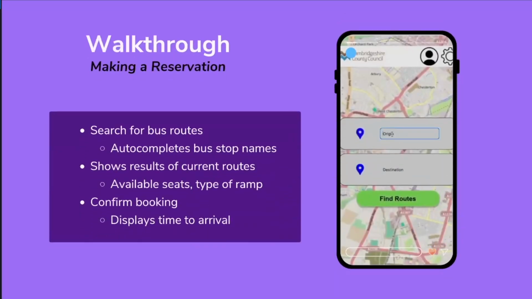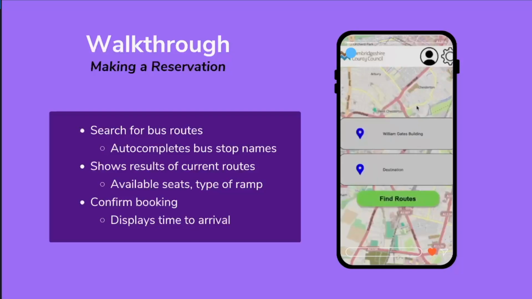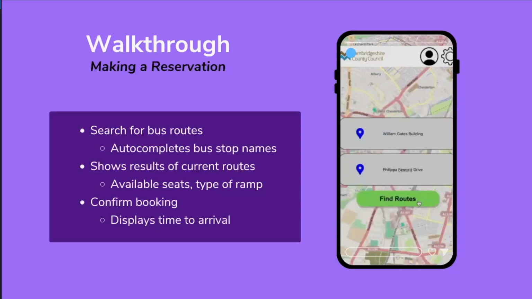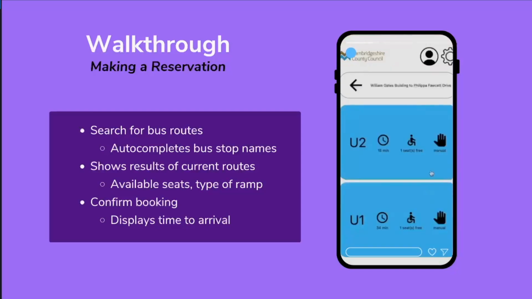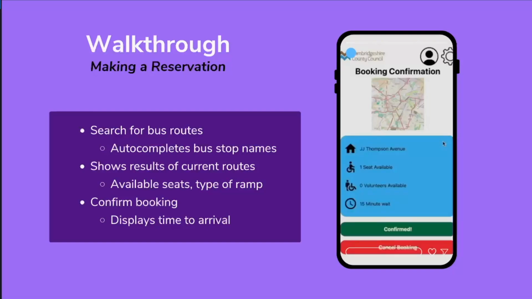Now here's a walkthrough of a user making a reservation. They simply enter their origin and destination, and we can map out the fastest, most optimized route using the closest bus stops. As you can see, there is an autocomplete feature allowing for convenience and smoothness. Now when the user clicks find routes, it displays different bus routes as well as the metadata about the buses, including what time the bus will arrive, how many accessibility seats are available, how many volunteers are available, and if there are manual or automatic ramps.